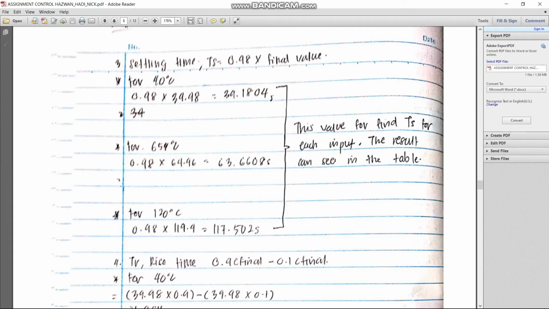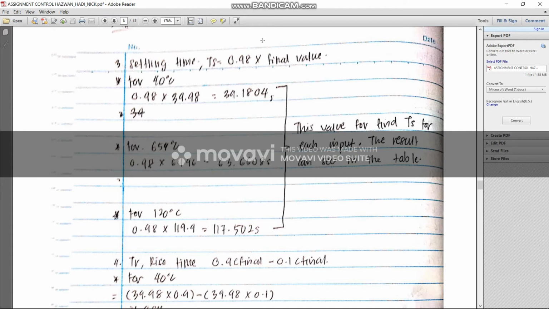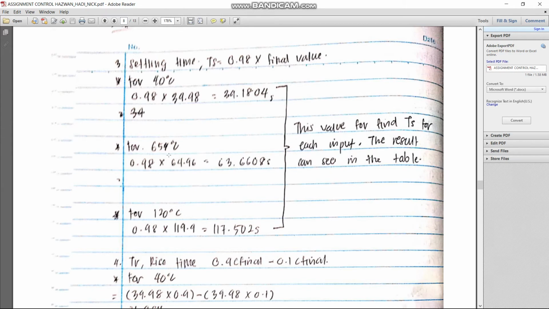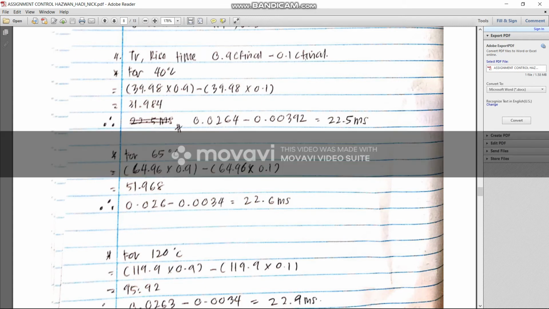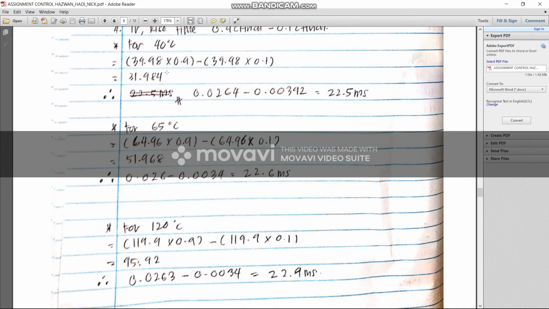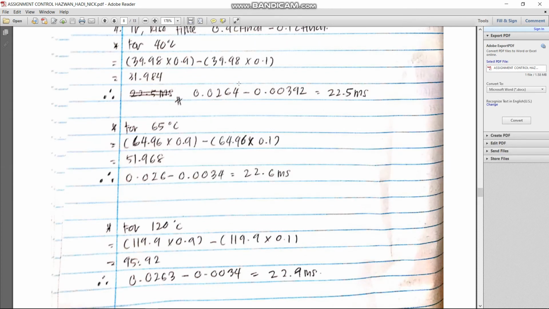Number 3 is how we calculate the Ts. 0.9 multiplied by final value, and then we get the value here. So we get the value here, we need to move the cursor and we get the Ts for 40, 65 and 120. And then we calculate the Tr, which is 0.9 C final minus 0.1 C final. And after that, we move cursor 1, cursor 2, and the value we take is the delta t for both cursors.